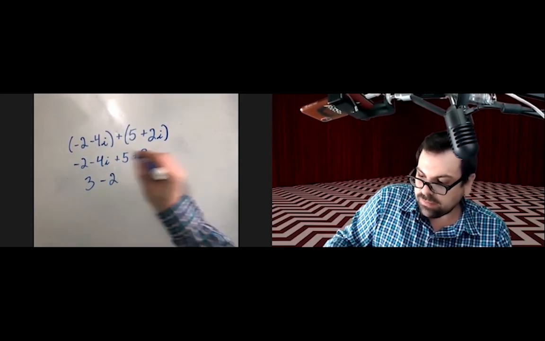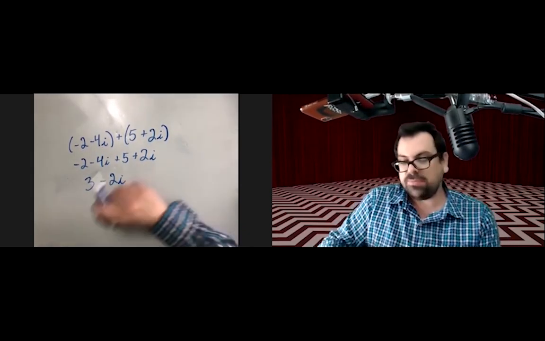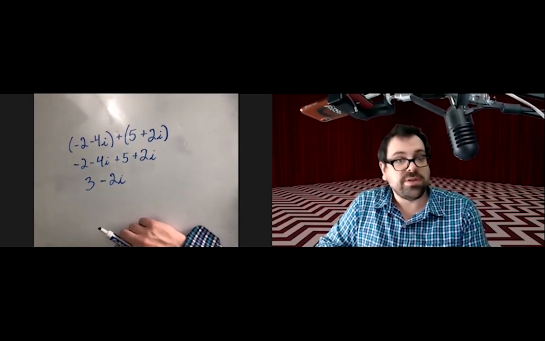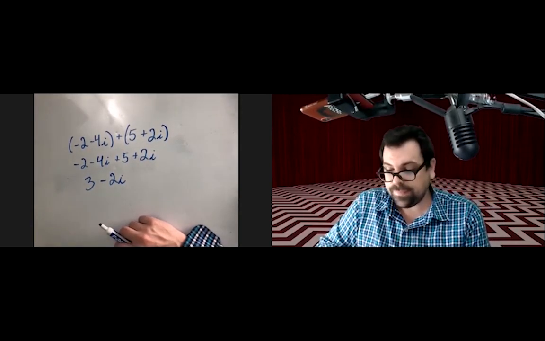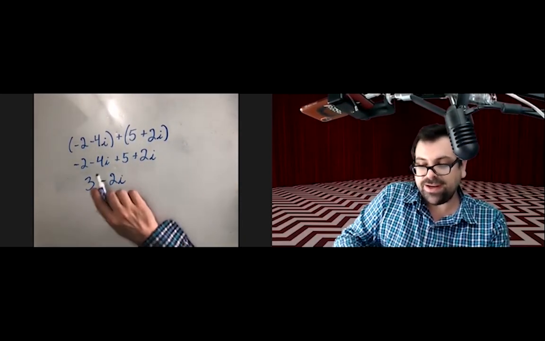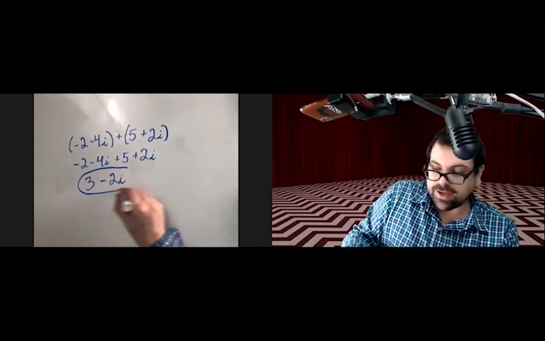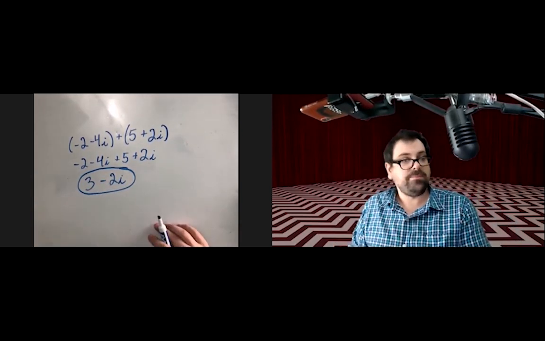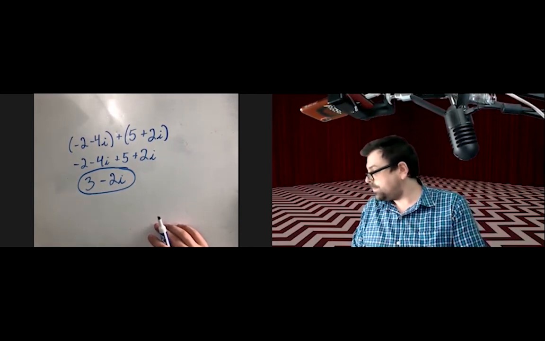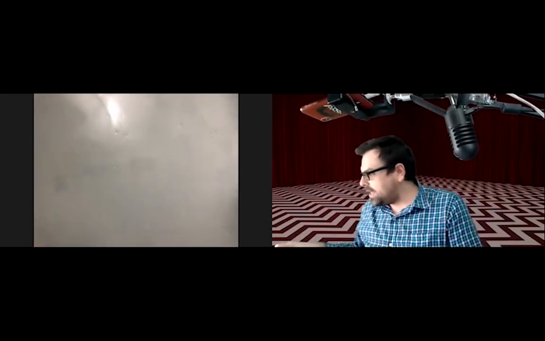Here I'm adding two complex numbers. Negative 2 minus 4i is the first complex number, plus 5 plus 2i is the second. Combine like terms. Negative 2 plus 5 is 3. Negative 4i plus 2i is negative 2i. Our answer is in a plus bi form. So we just treat the i's like x's.